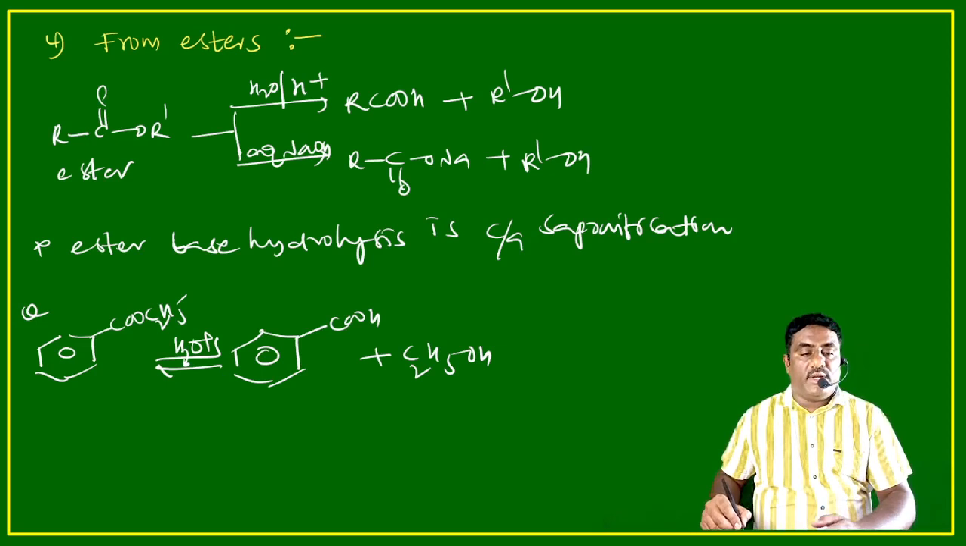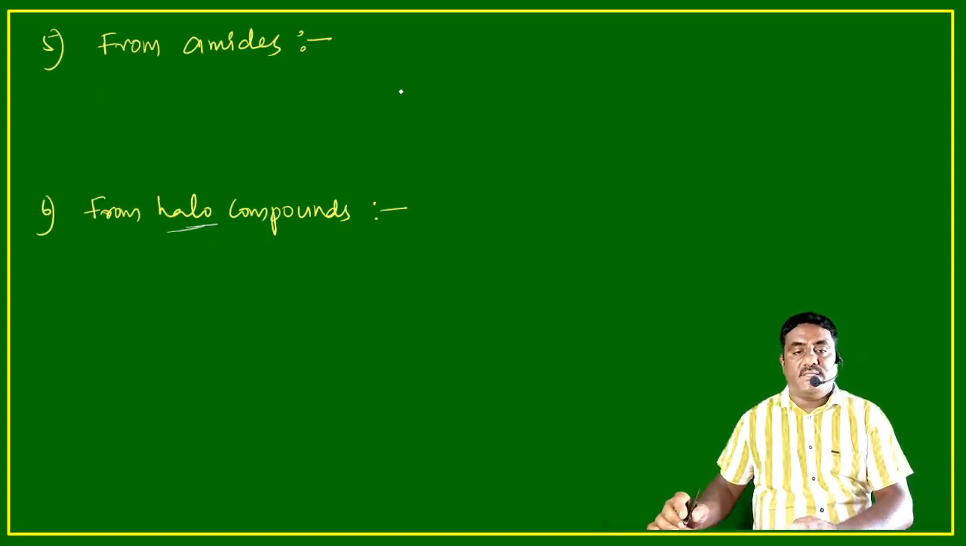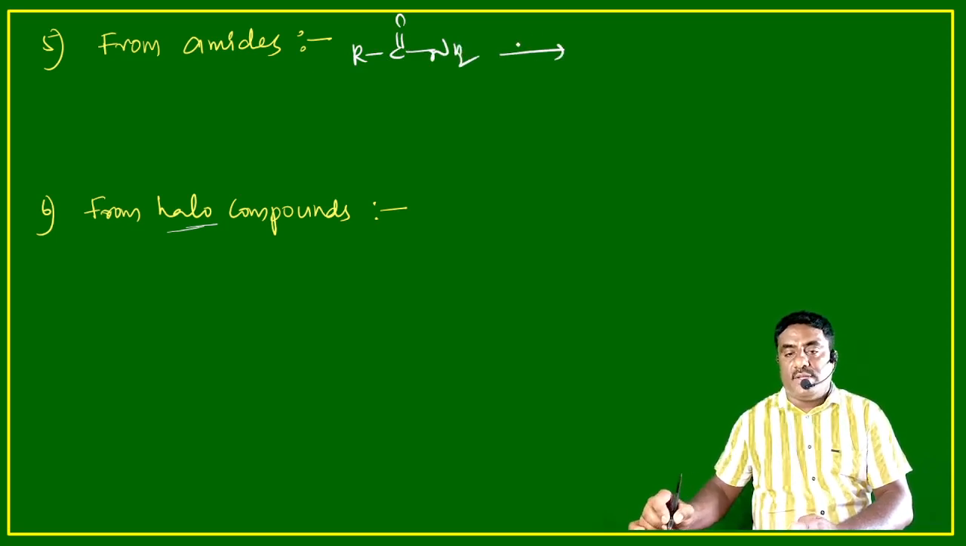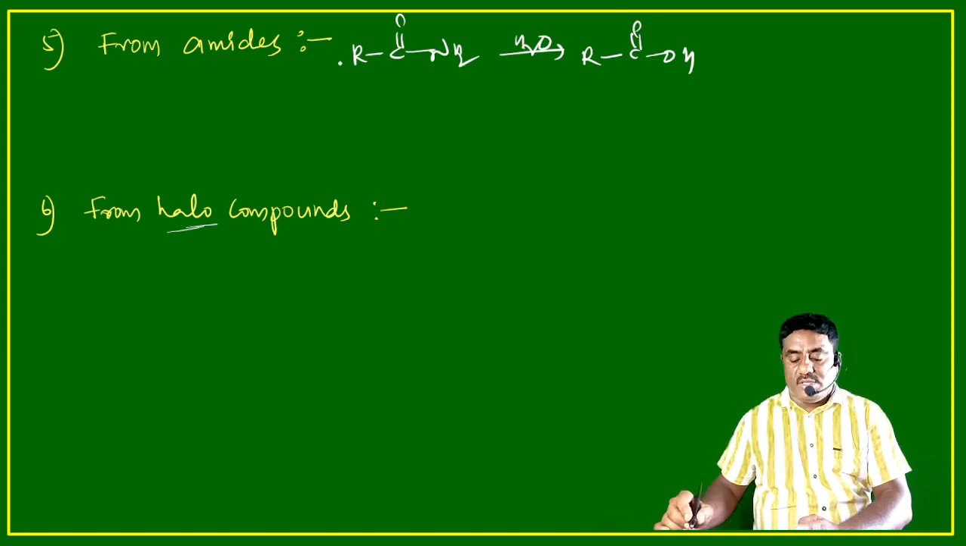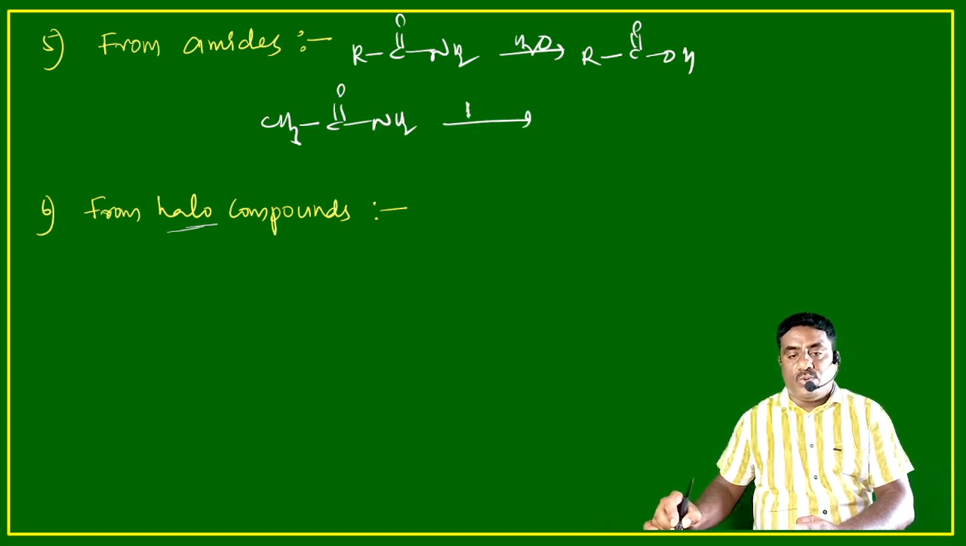Have a look for the next method, from amides. Amides are C double bond O NH2 in presence of H2O. It gives carboxylic acid or COOH. For example, CH3, C double bond O, NH2, H2O hydrolysis, it gives CH3COOH.